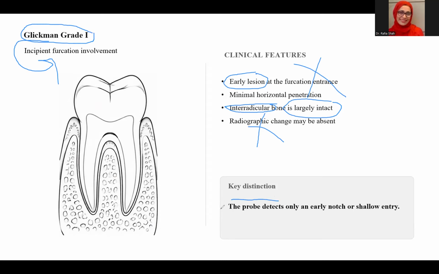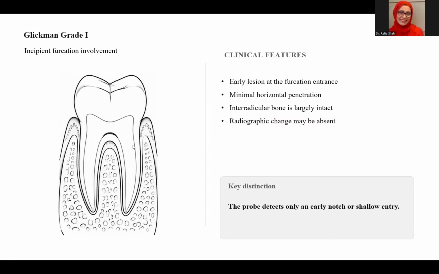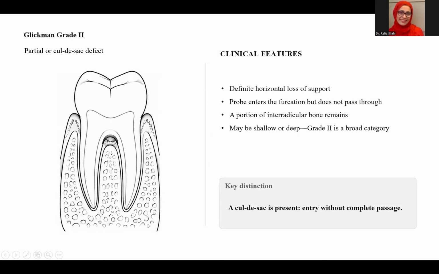It means our probe can clinically detect it a little; a notch-like thing or a shallow depression can be felt, but there are no radiographic features present. There is no loss of soft tissue into the furcation region. That's why this lesion is very early. I'm not talking about the treatment right now, we'll be talking about it later. According to him, grade 2 invasion is a little deeper than grade 1, and he names it cul-de-sac. Cul-de-sac means a sac having one end closed and one end open. That's why he calls it cul-de-sac.